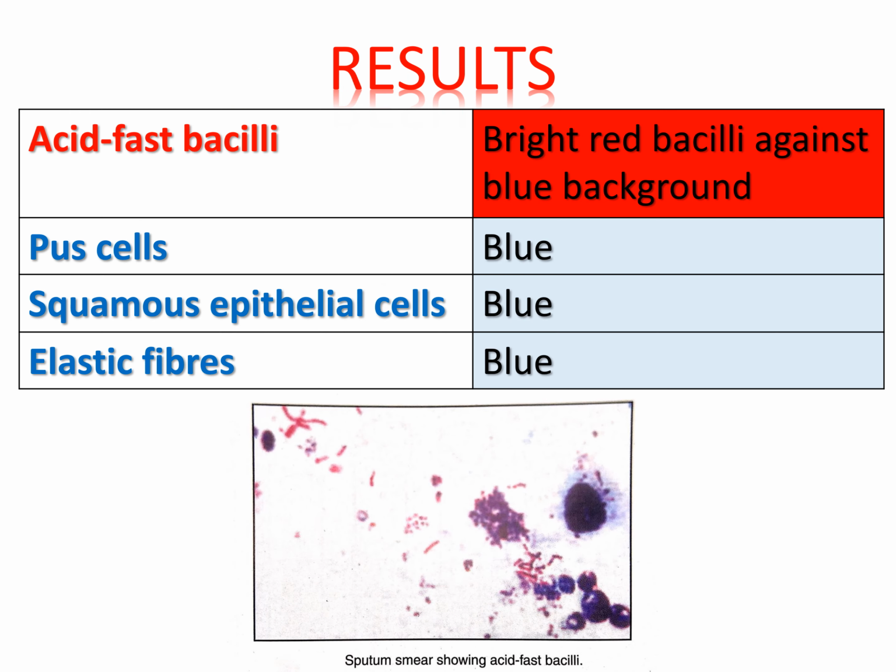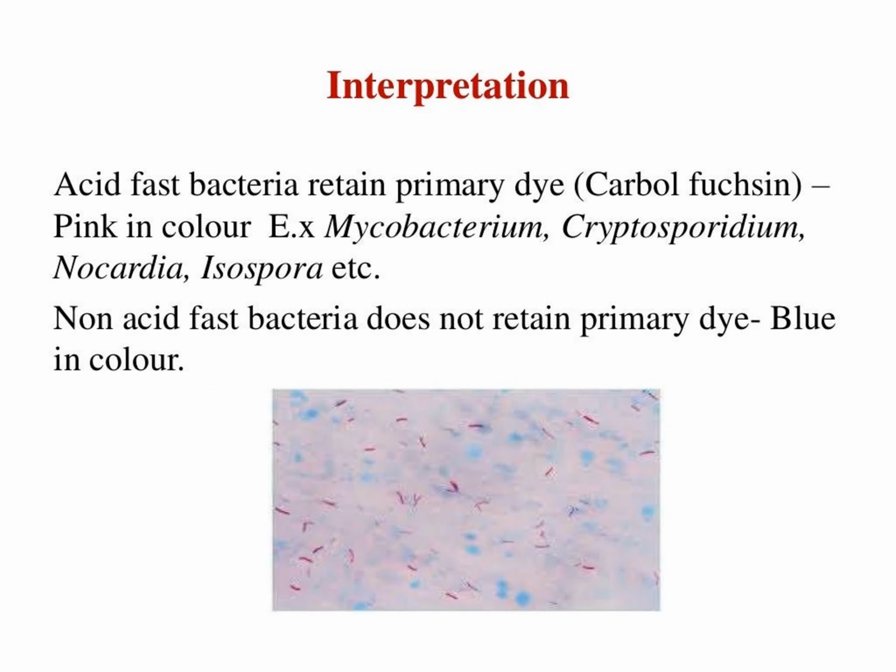Results can be observed: acid-fast bacilli appear as bright red bacilli against a blue background. Other pus cells, squamous epithelial cells, and elastic fibers are all stained blue. Now interpretation. Acid-fast bacteria retain the primary dye, that is carbol fuchsin, as we discussed in the earlier slide, and appear pink in color. Examples: Mycobacterium, Cryptosporidium, Nocardia, Isospora, etc.